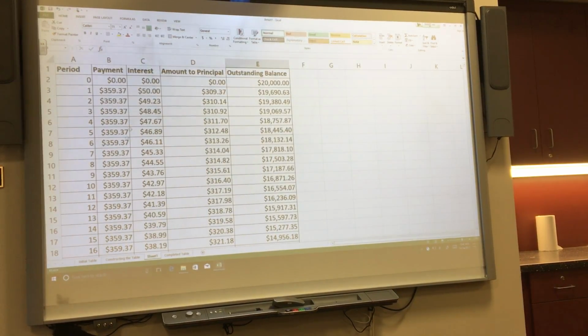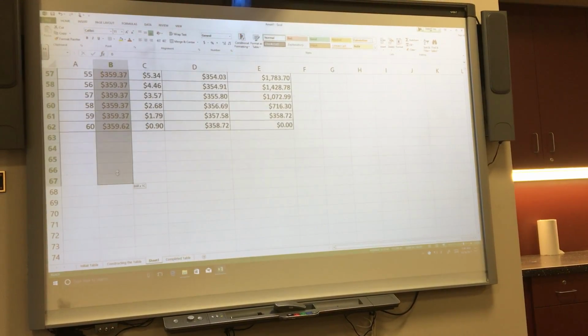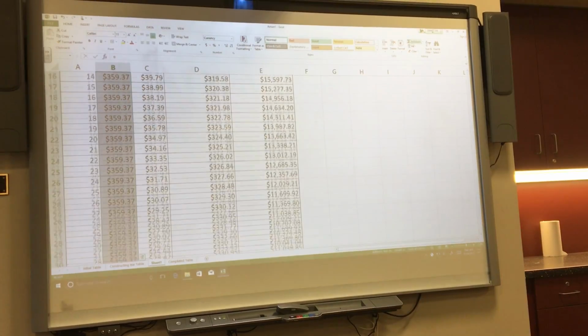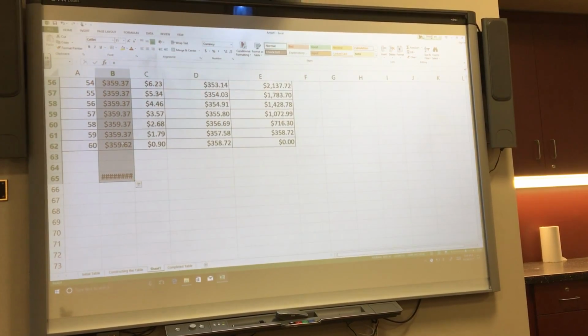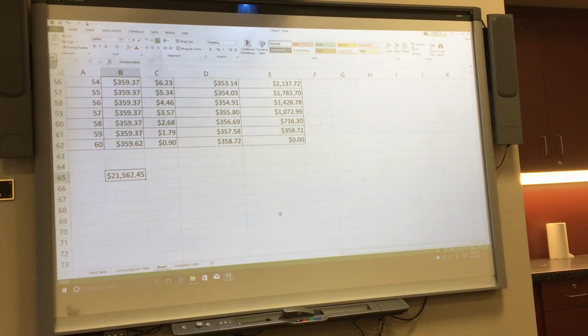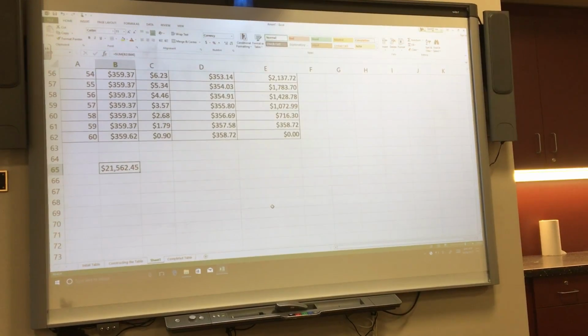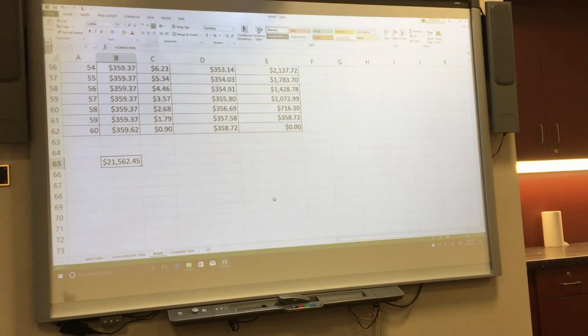You can also, if you select everything in the payment column and drag it down a little bit, you can tell Excel to sum this up. Okay. That is how much you ended up actually paying. So you ended up paying $1,562.45 to interest above the actual amount of the loan.